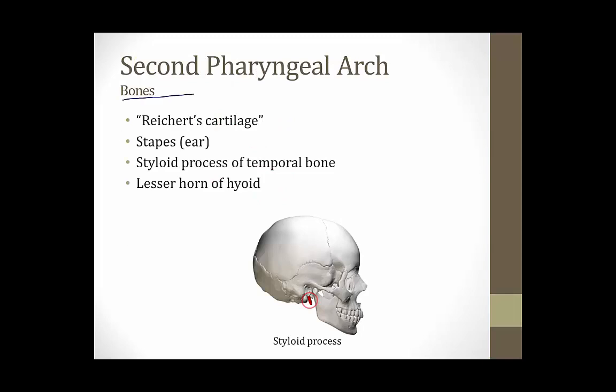So the second pharyngeal arch contains what's known as Reichert's cartilage. This is cartilage that develops into three small bones in the head and neck. First of all, it develops into the stapes, which is the third small bone of the ear. It also develops into the styloid process of the temporal bone. That's this little red point here in this drawing that sticks off the temporal bone. And then finally, it develops into the lesser horn of the hyoid bone.